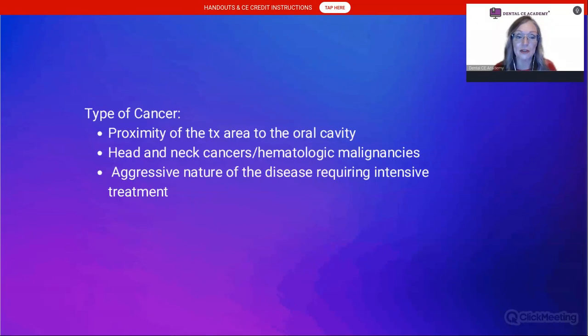So again, the type of cancer, the proximity of the treatment area to the oral cavity. So it makes sense that head and neck cancers have a higher prevalence. You might see that on a quiz. Head and neck cancers, again, along with hematologic malignancies and the aggressive nature of the disease requiring intensive treatment.